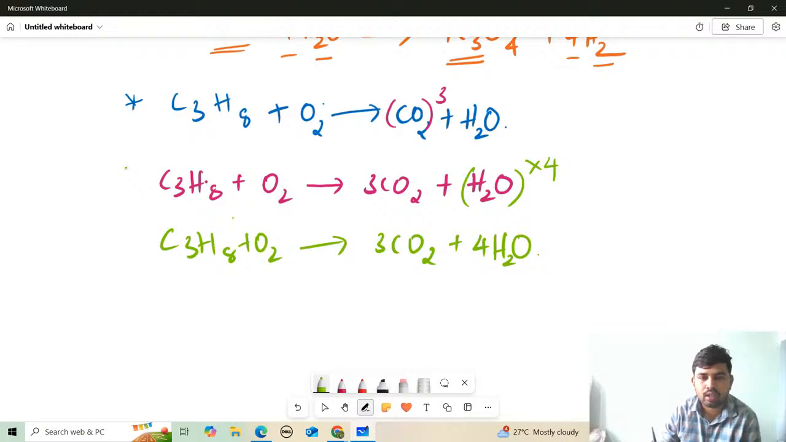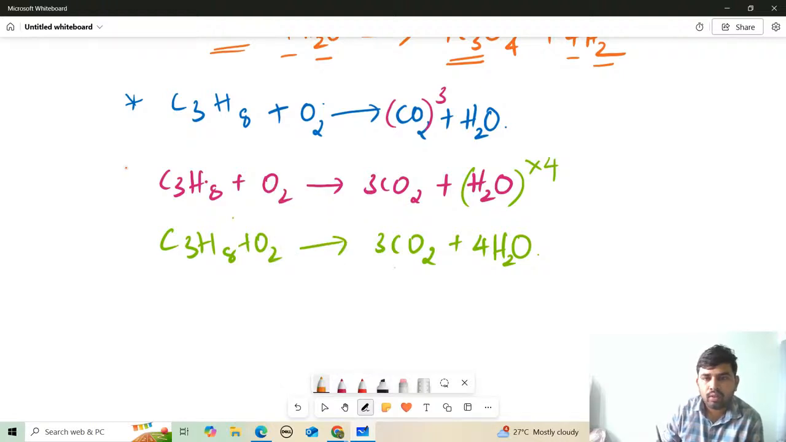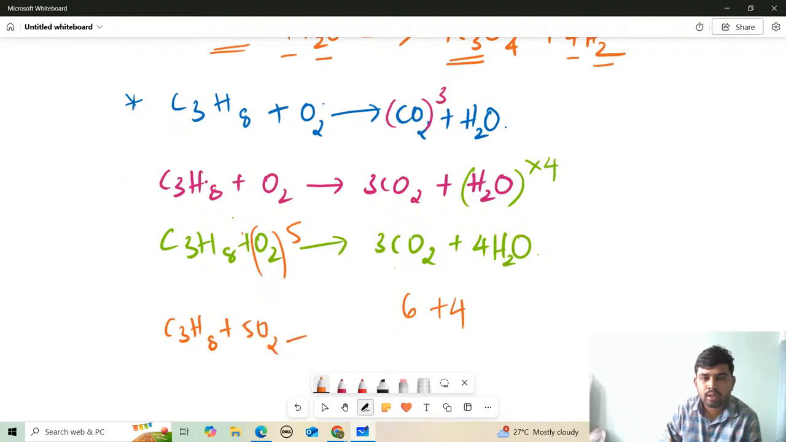Now come to the oxygen. So we need to balance oxygen now. Here you can see there are two oxygens. Here, three into two, how many are there? Six are there. Plus here four are there. Total 10 are there. So I will multiply 2 into 5 is equal to 10. So I'll get C3H8 plus 5O2 gives rise to 3CO2 plus 4H2O.